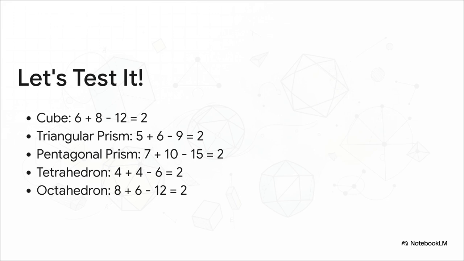Okay, what about a triangular prism? 5 plus 6 is 11. Minus 9 is 2. Check. A pentagonal prism. 7 plus 10 is 17, minus 15 is 2. See? It just keeps working every single time.